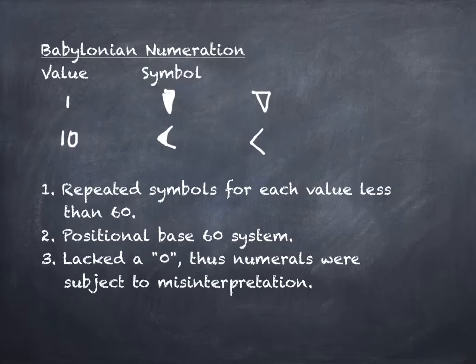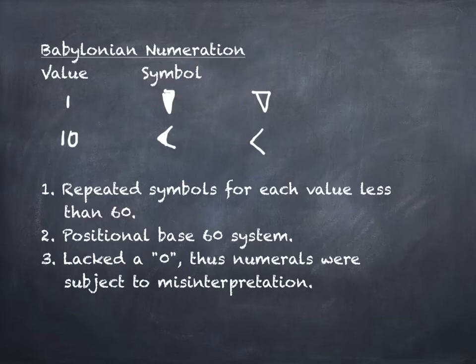Okay, so here's where things get a little funny. Here's the first one. So this is a repeated symbol. They use repeated symbols. We've seen repeated symbols used before. So if we wanted the number 20, we'd use two 10s, right? No problem. And they do that for each value less than 60. Once they get past the number 60, they do something different. When they get past the number 60, they use a positional-based 60 system.